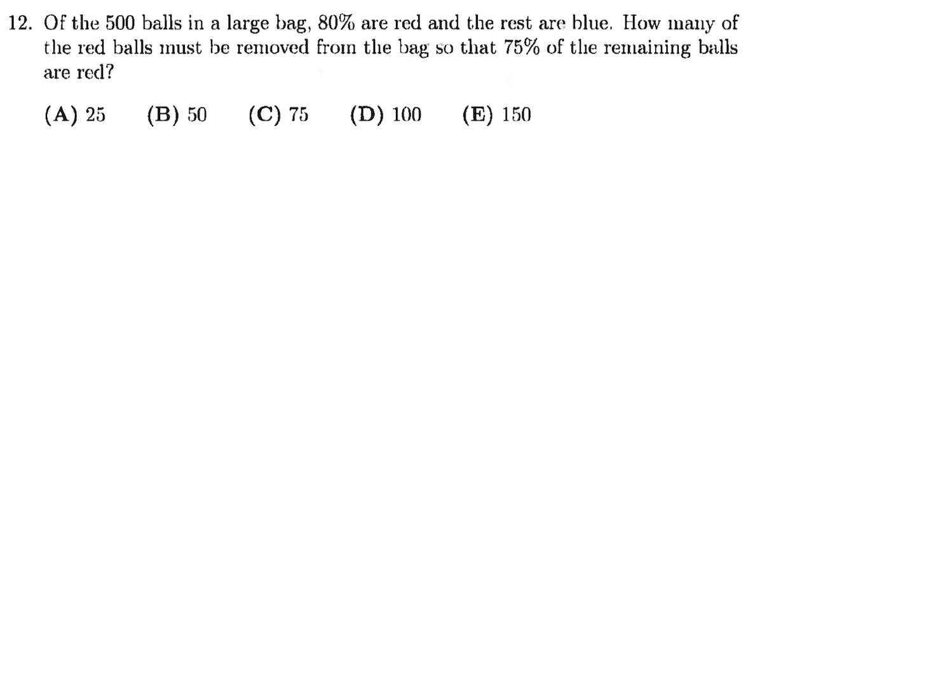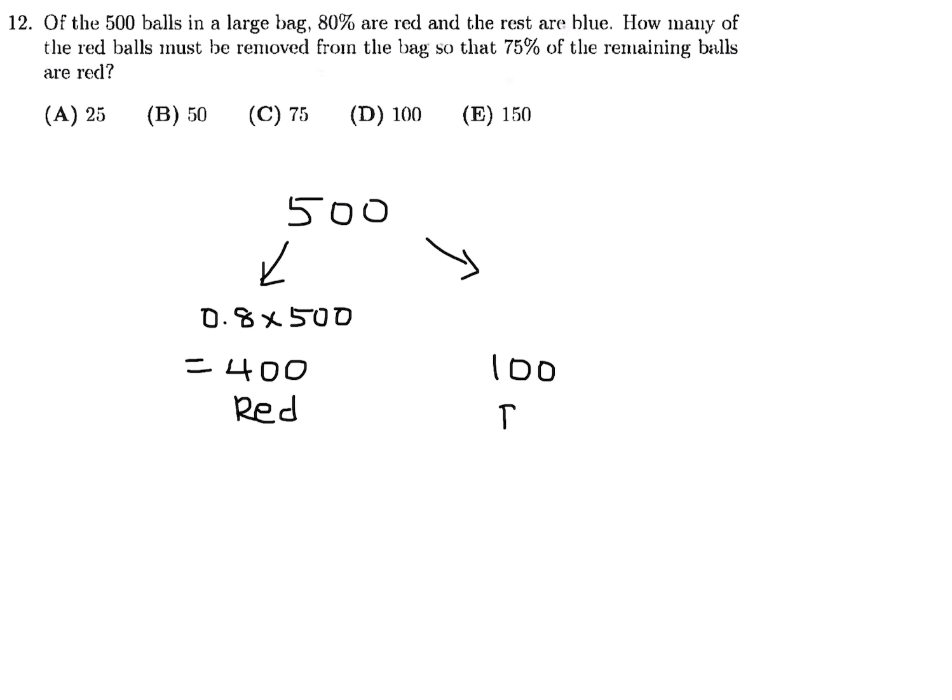Of the 500 balls in a large bag, 80% are red and the rest are blue. How many of the red balls must be removed from the bag so that 75% of the remaining balls are red? So initially of the 500, 80% are red. So that means 0.8 times 500 are red, and that is 400. So 400 are red. And of course the remaining, we don't even have to do the math. The remaining must be blue.